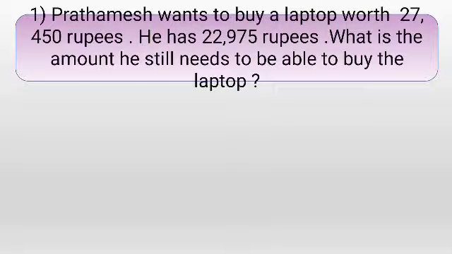Now, a little bit difficult word problem. As earlier you have solved the word problem based on addition, here the word problem based on subtraction. Okay, I will read the question for you. Prathamesh wants to buy a laptop worth rupees 27,450. He has 22,975 rupees. What is the amount he still needs to be able to buy the laptop?